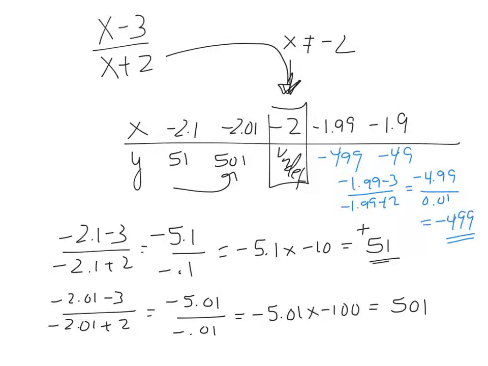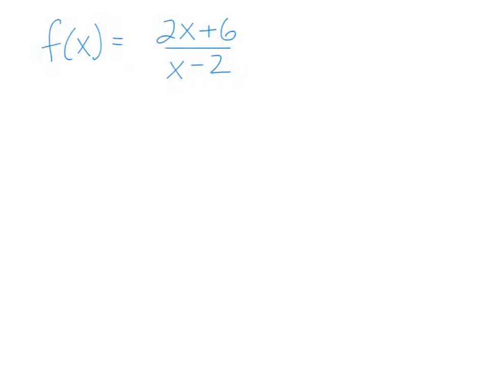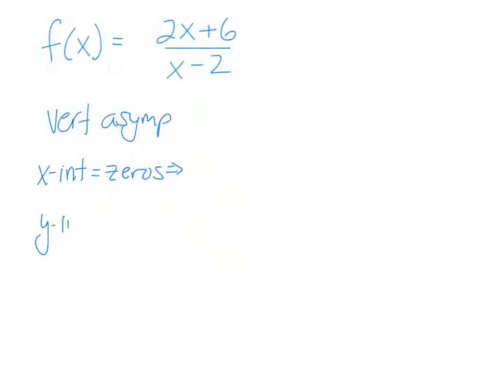Okay, let's do one more example. Go ahead and find the four things for that. Find the vertical asymptote, find the end behavior, the horizontal asymptote, find the y-intercept, and find the x-intercept. Let's do this one. So, vertical asymptote, x-intercepts, y-intercept, end behavior.